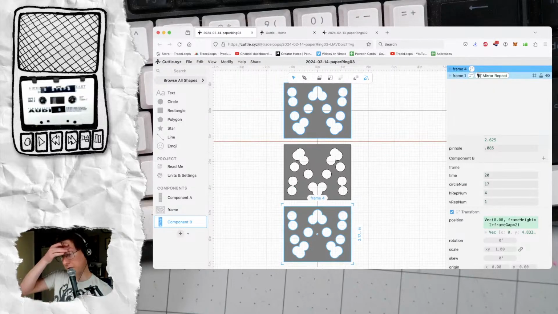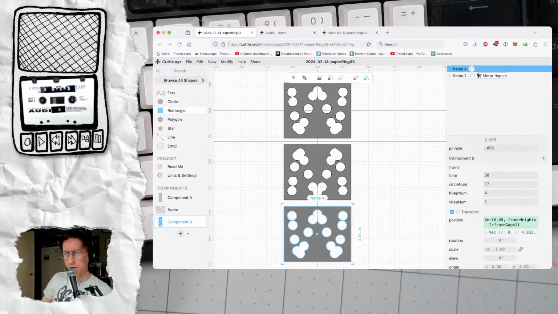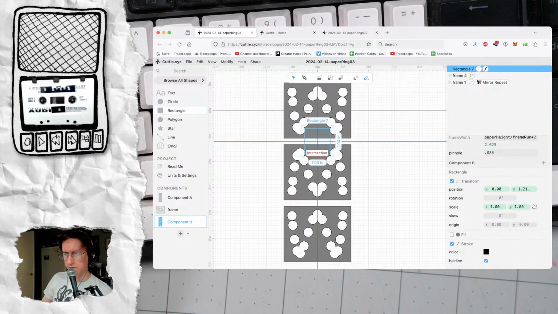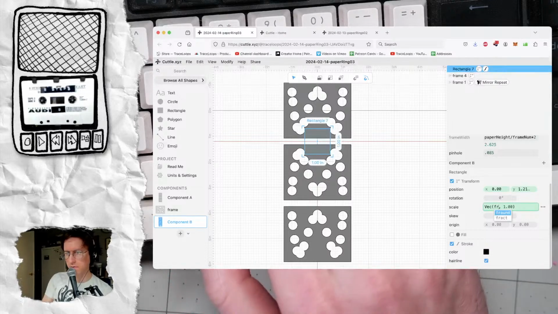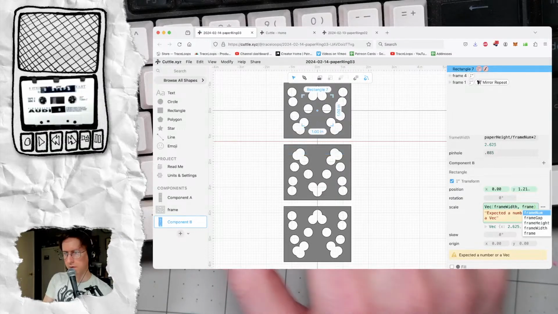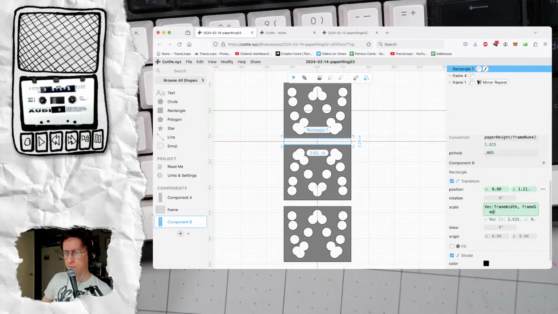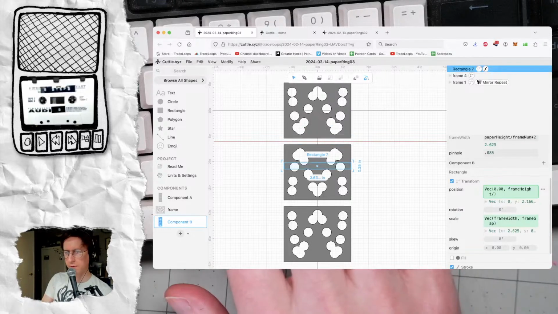And then this will all need to be in a repeated bit. Now I need to add in my overlapping bits. So this is 0, 0. Scale is frame width, frame gap, frame height divided by 2.